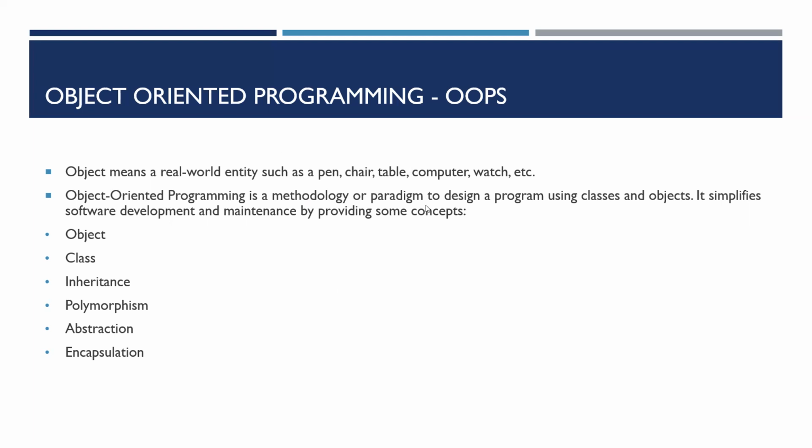Object-oriented programming is a methodology or a paradigm to design a program using classes and objects. This will simplify our whole development and maintenance. We are going to discuss object, class, inheritance, polymorphism, abstraction, and encapsulation. Frequently in your interviews, you'll get the question: what are the OOPS concepts and how many did you work on? These are the four OOPS concepts: inheritance, polymorphism, abstraction, and encapsulation. These are the four object-oriented programming concepts which Java relies on and which we'll be using during the coding process.